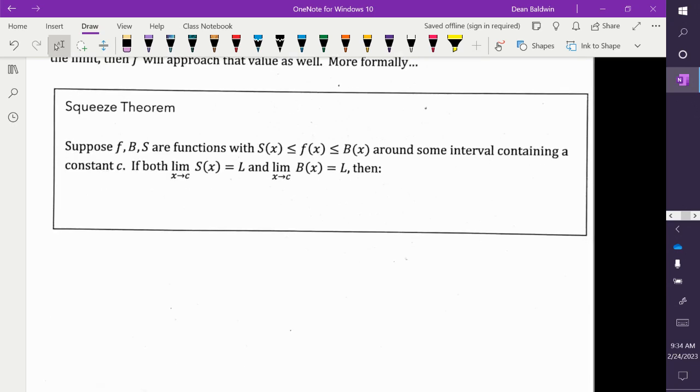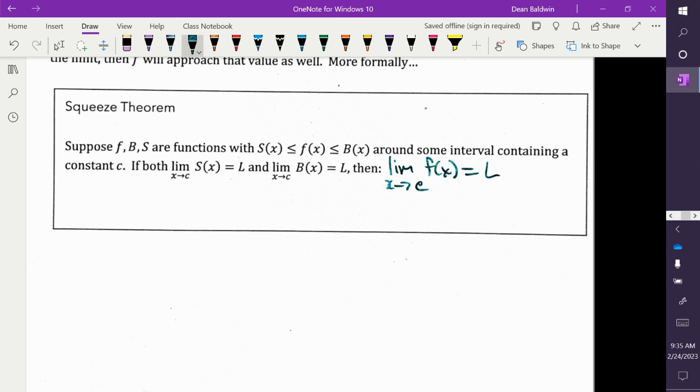That's what this says. Suppose f, b, and s are functions such that s of x is less than or equal to f of x is less than or equal to b of x around some interval containing a constant c. If both the limit as x goes to c of s of x is equal to L and the limit as x goes to c of b of x is equal to L, then the limit as x goes to c of f of x has to equal L.